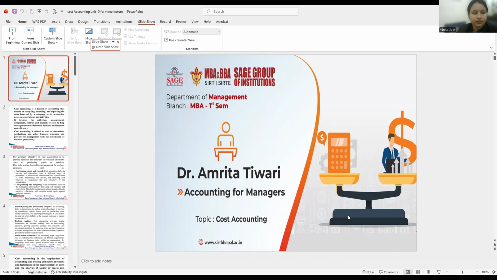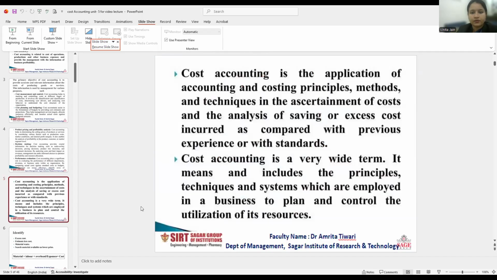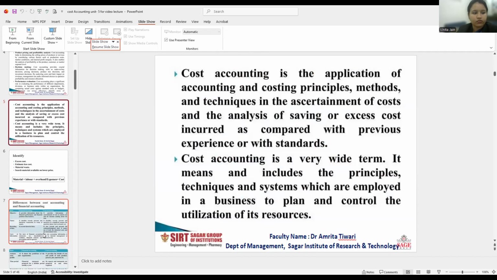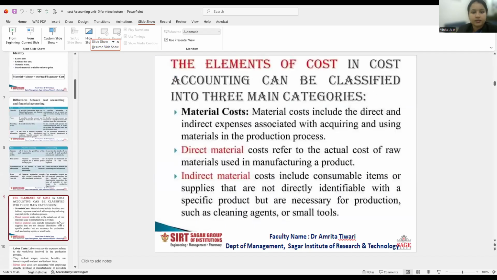And then, we will discuss the elements of costing. Elements of costing.